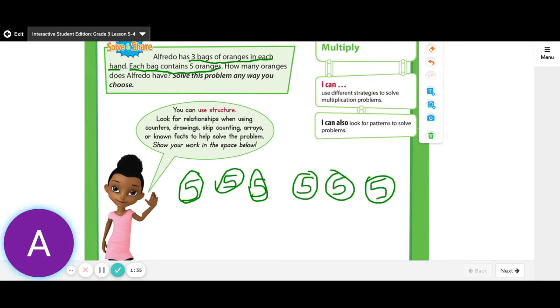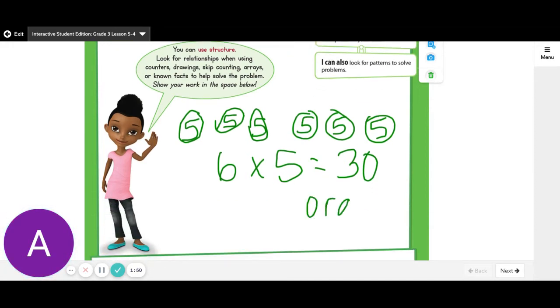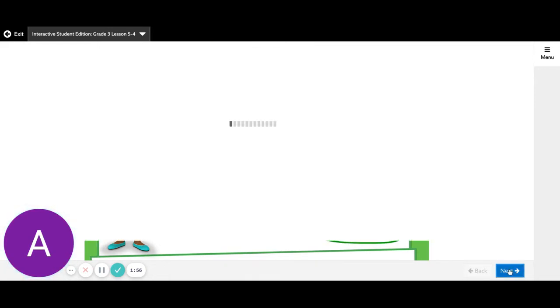Now I could count up 5, 10, 15, 20, 25, 30. Or I can think of a multiplication problem. I know I have 6 groups with 5 in each group. 6 times 5 I know is 30. And we know that our label will be oranges. We know he has 30 oranges in all. Let's turn the page.